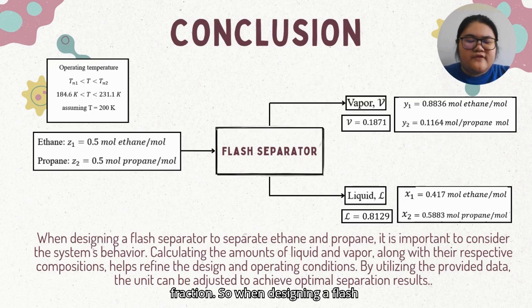So when designing a flash separator to separate ethane and propane, it is important to consider the system's behavior. Calculating the amounts of liquid and vapor along with their respective compositions helps to refine the system and operating conditions. By utilizing the provided data, the unit can be adjusted to achieve optimal separation results.